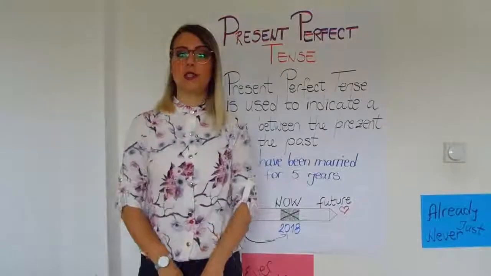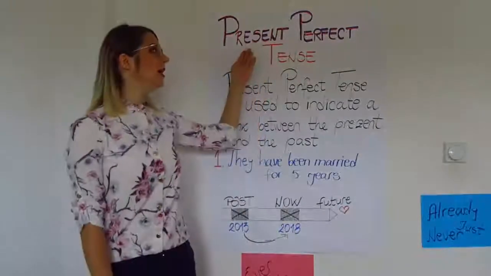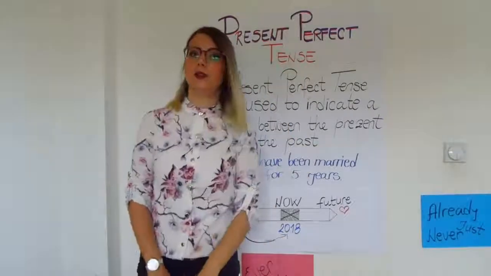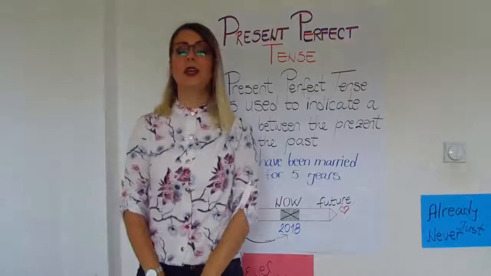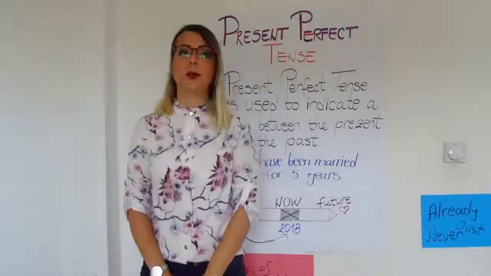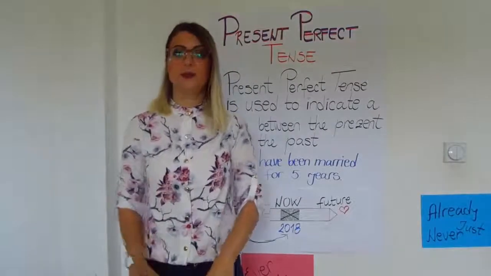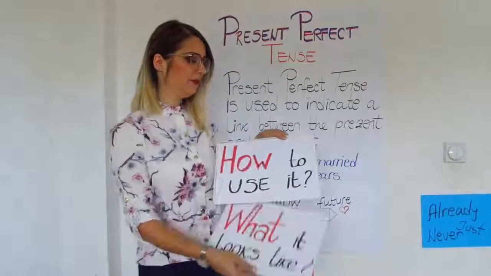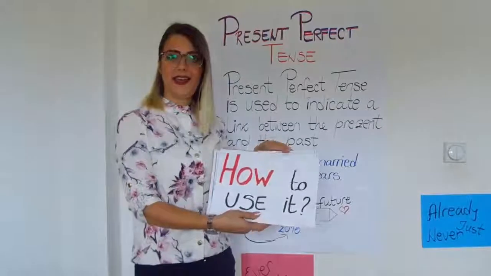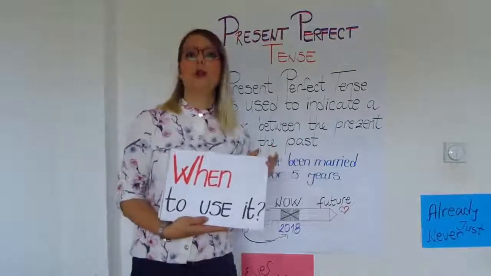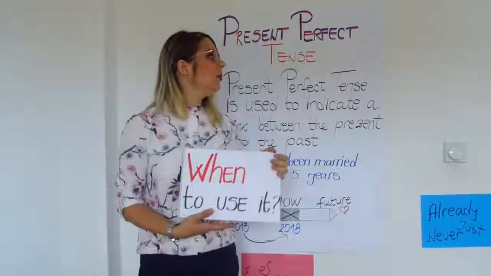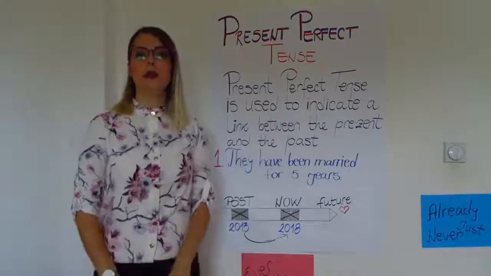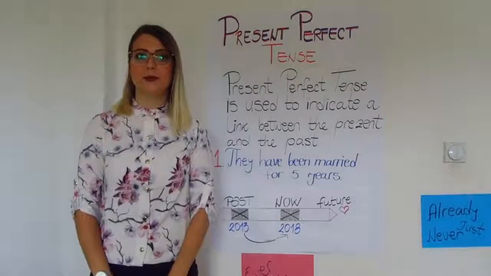Our topic for today is present perfect tense. I will give you a short explanation of some basic uses of present perfect tense. I'm going to show you what it looks like, how to use it, and when to use it. Present perfect tense is used to indicate a link between the present and the past.